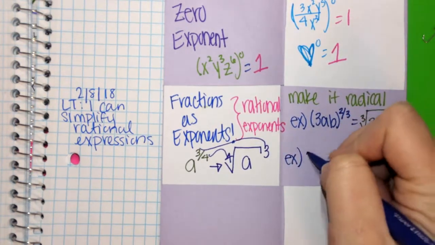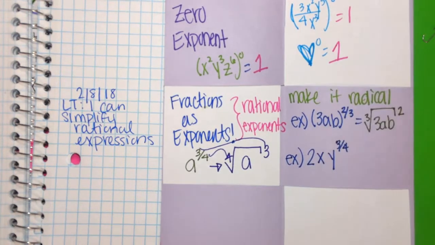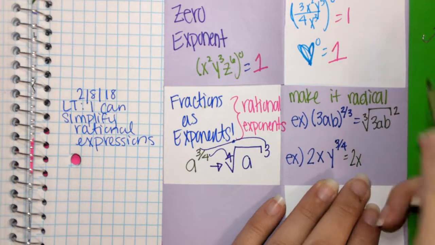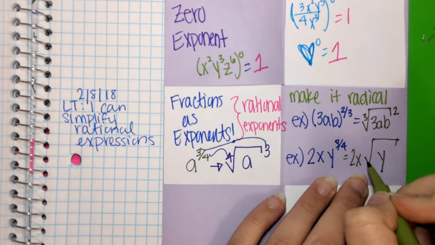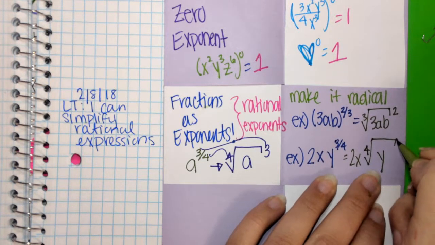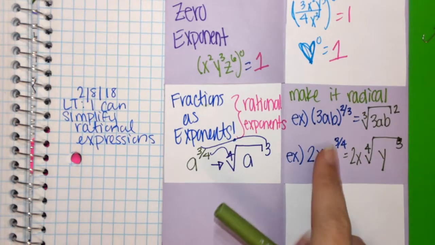Alright, so if I gave you 2xy to the 3/4, is that 3/4 on the x, the 2, or the y? The y. And it's only on the y, correct? Correct. So that means the 2 and the x will stay outside of the radical. The y will go inside. Now, what goes in this little mullet right here? 4. What goes outside of the radical? 3. Because it doesn't have the exponent of 3/4.